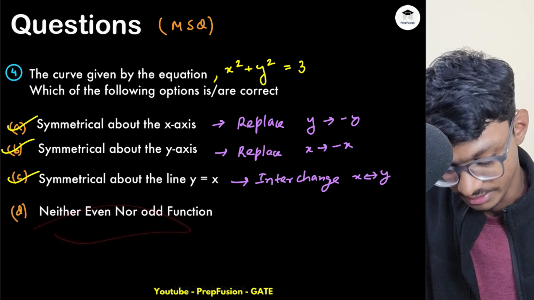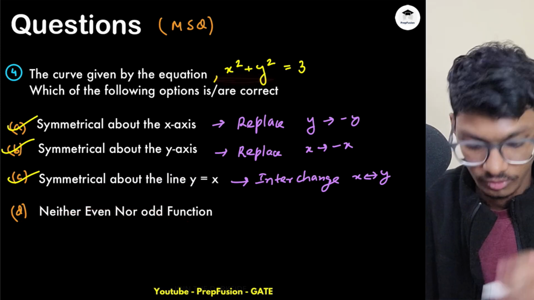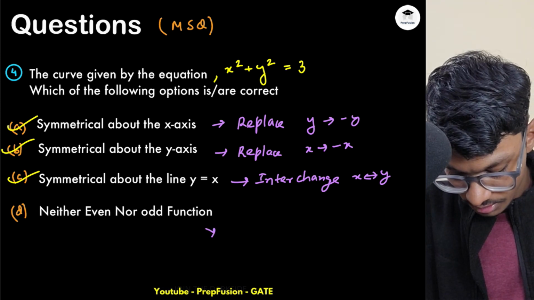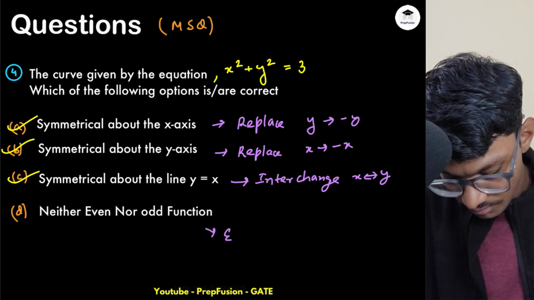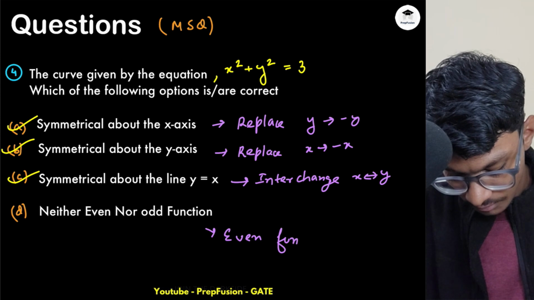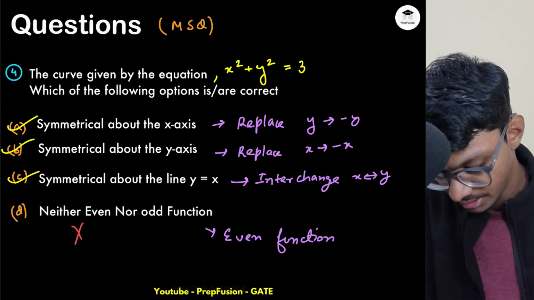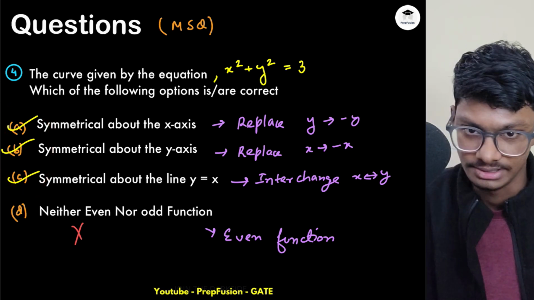Okay, then the last one, is this neither even nor odd? No, this is an even function, right? We know this because this condition is satisfied. So this can't be neither even nor odd, it is an even function. This option is incorrect, right? So ABC is our answer.